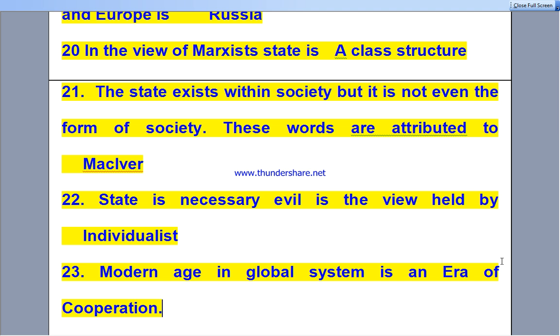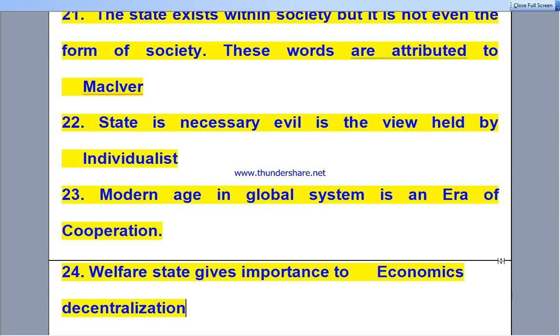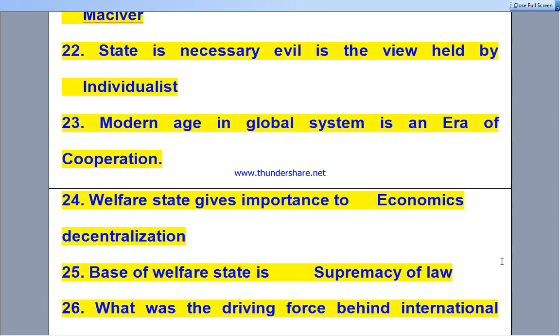In number 20, in the view of Marxist, state is a class structure. 21, the state exists within society, but it is not even the form of society. These words are attributed to MacIver. Number 22, state is a necessary evil is the view held by individualists.